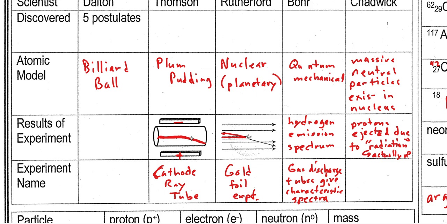This is supposed to be just a portion of that, and I chose to label this bottom plate as positive, this top plate as negative, and what I'm showing here with the red line is the beam that got bent when it got attracted to the positive and repelled by the negative.